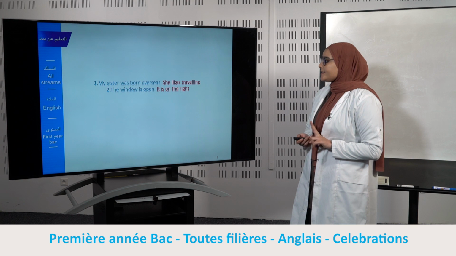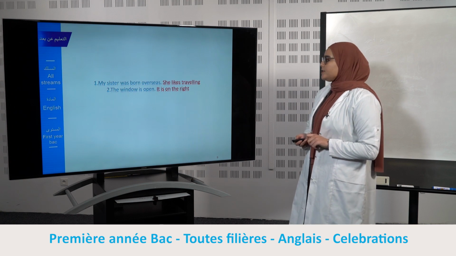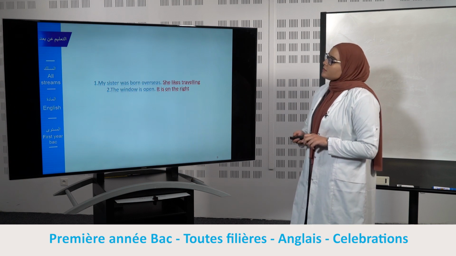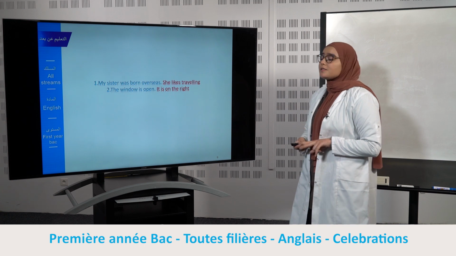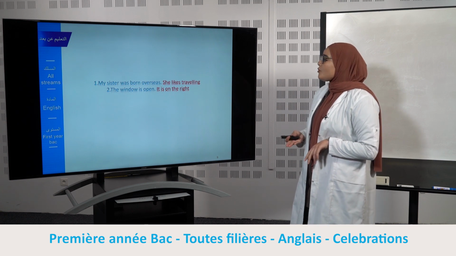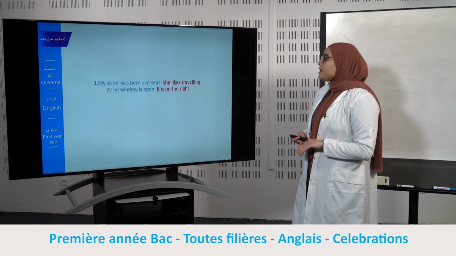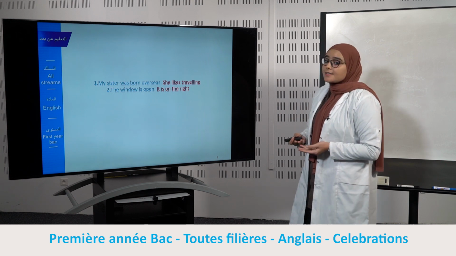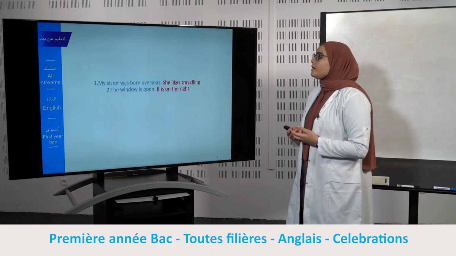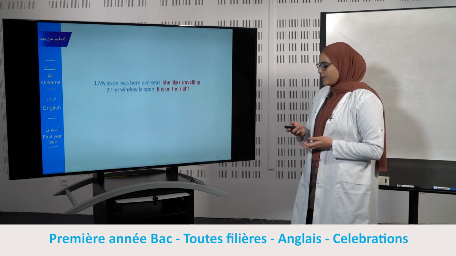The second example: the window is open. It is on the right. So here also we have two clauses. Clause number 1, the window is open. And clause number 2, it is on the right. So here the task is, how can we join these two clauses? Let's have a look.